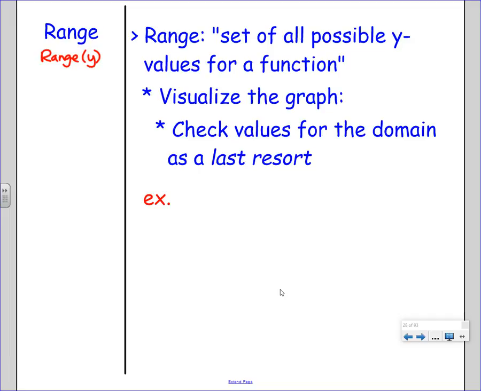So domain, we're asking ourselves the question, how left to how right. How would we then answer in this one? How would we answer the domain? If it's forever left and forever right, we would say the domain is all real numbers. Good. Now, range.